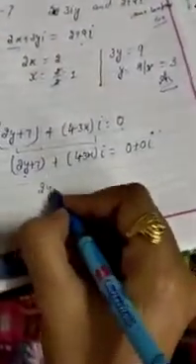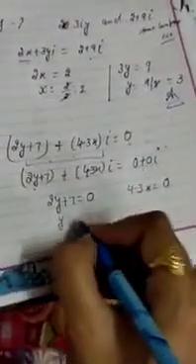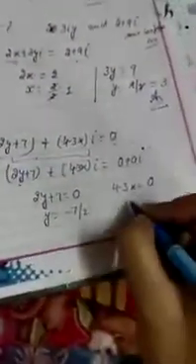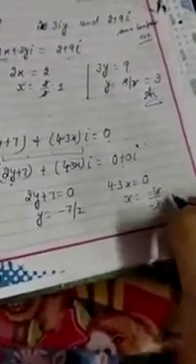Clear? Now real part will be equal to real part. 2y plus 7 is equal to 0. And imaginary part is equal to imaginary part. 4 minus 3x is equal to 0. Find out the value. Value of y is minus 7 by 2. Value of x is minus 4 divided by minus 3. Cut, answer is 4 by 3. Clear? These are your answers. y is minus 7 by 2 and x is 4 by 3.